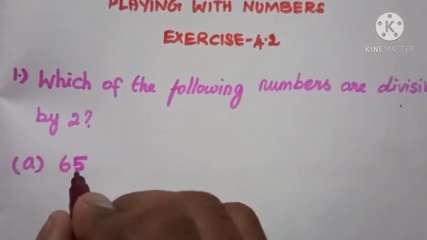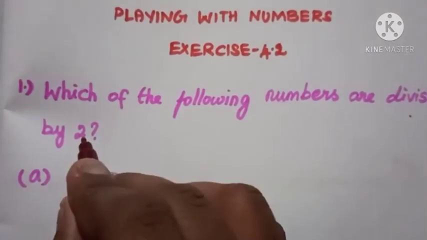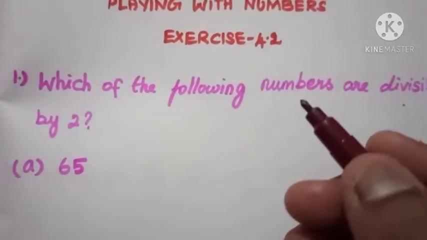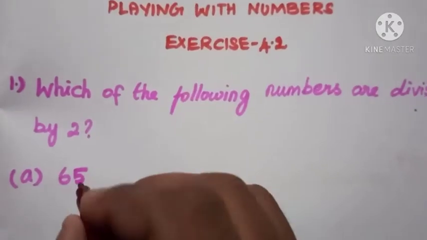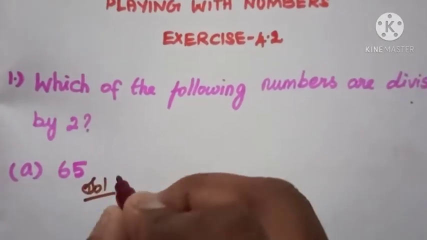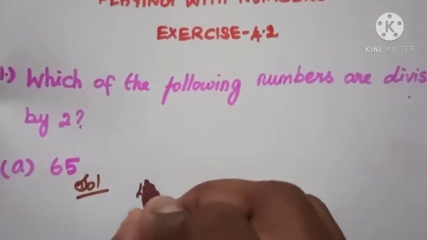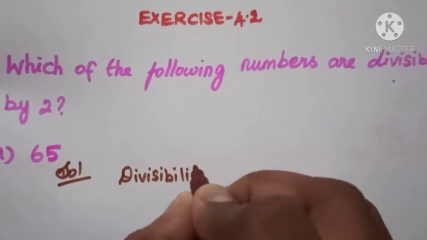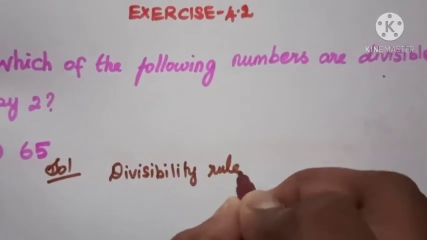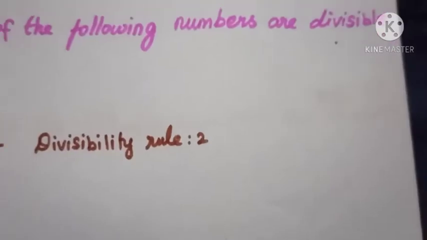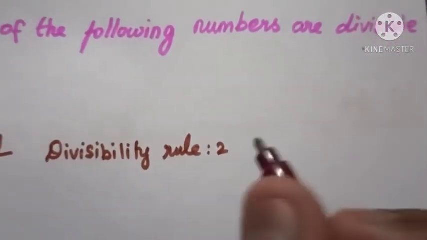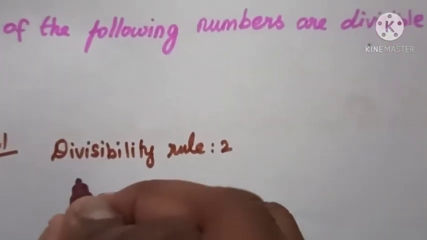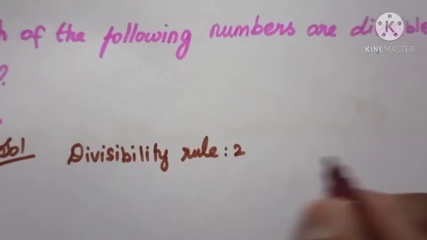So first question is 65. What is the divisibility rule of 2? We need to compare the unit digit. So in a solution, first you need to write the divisibility rule of 2. Divisibility rule 2. So what is the divisibility rule 2? Unit digit of a number is an even number.